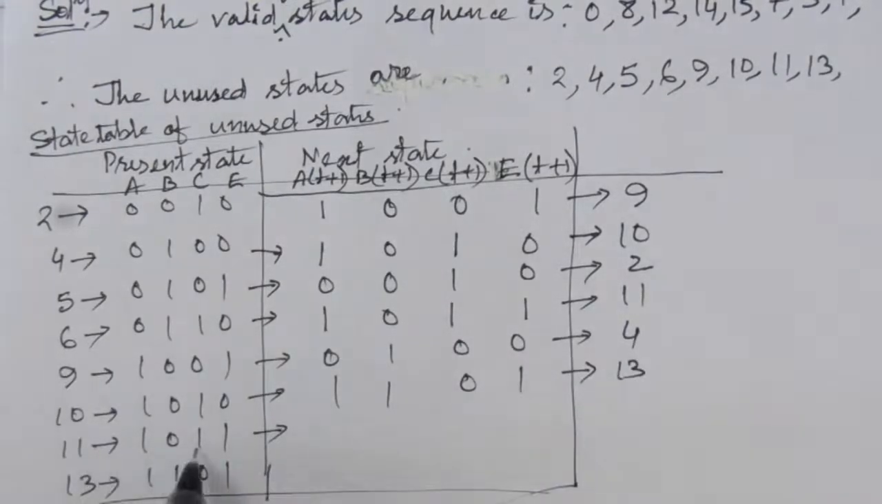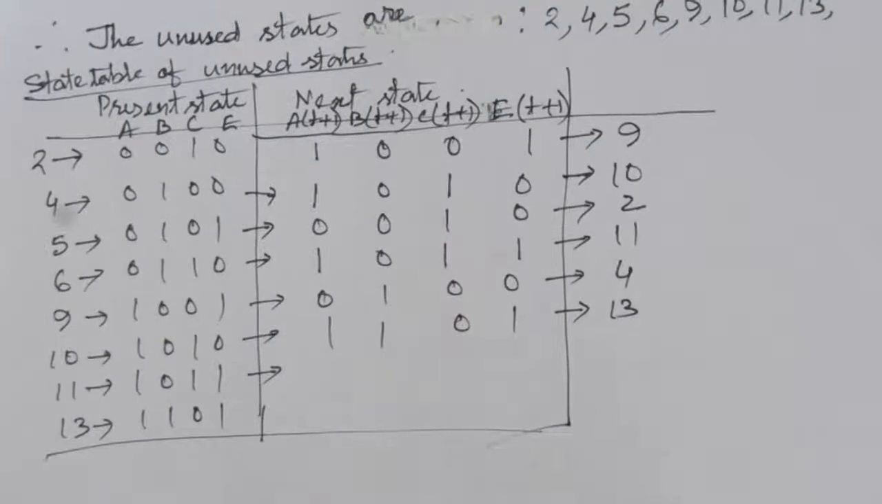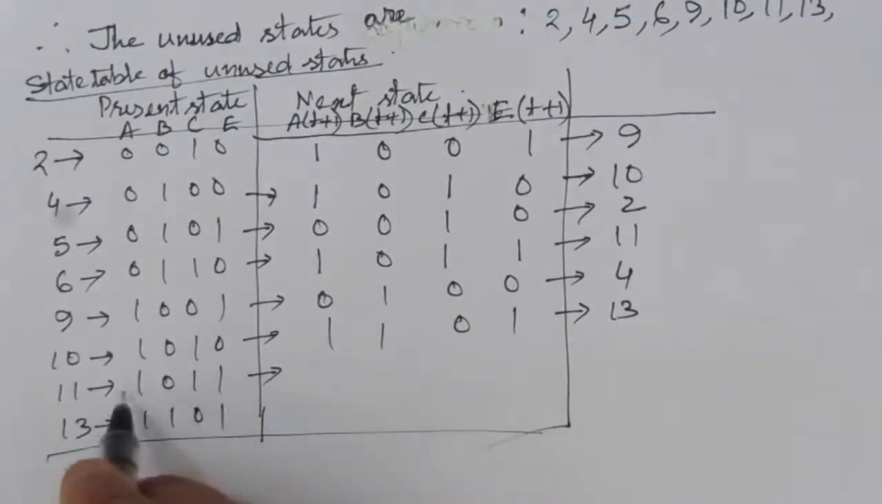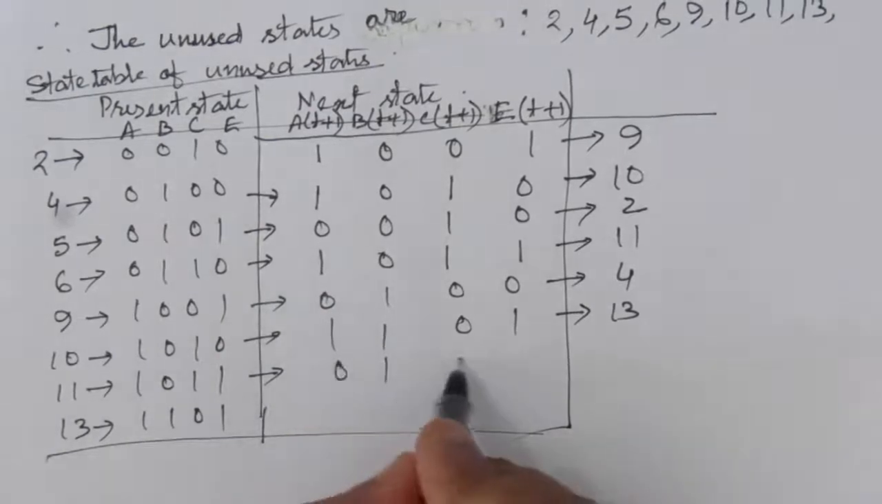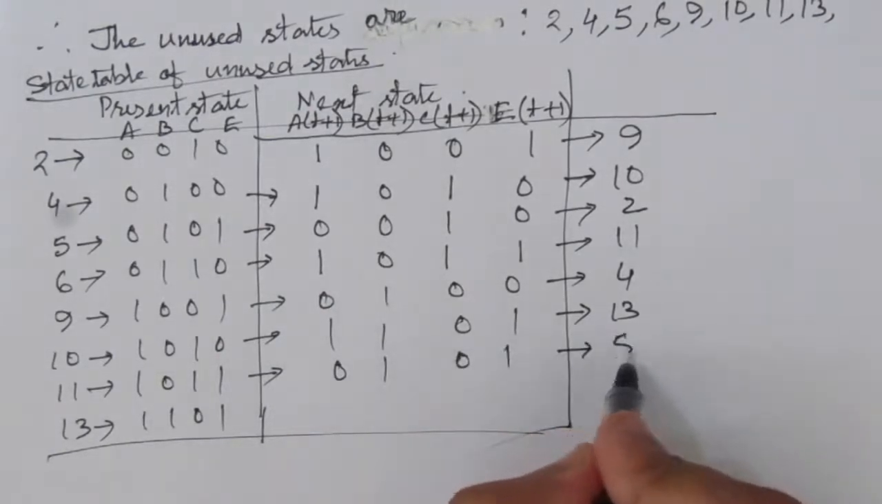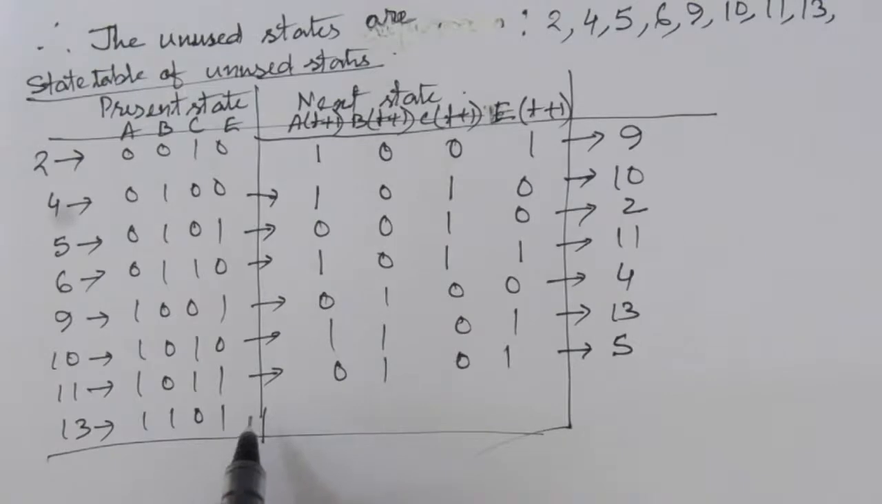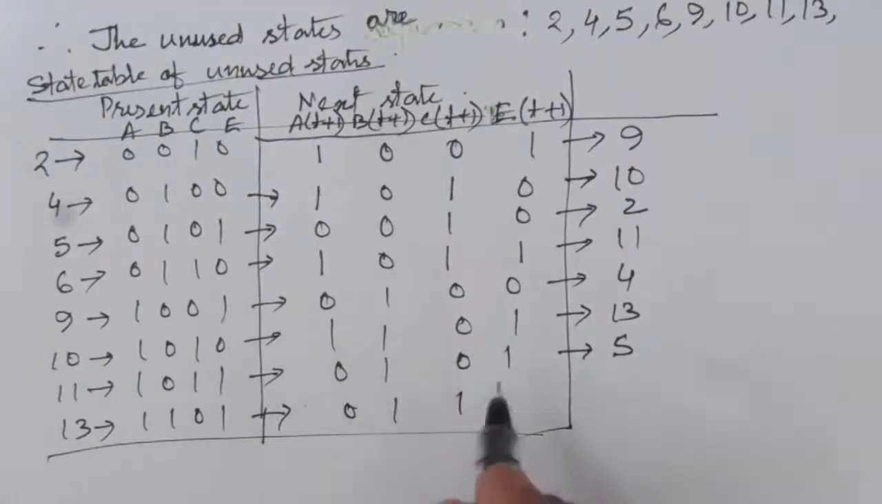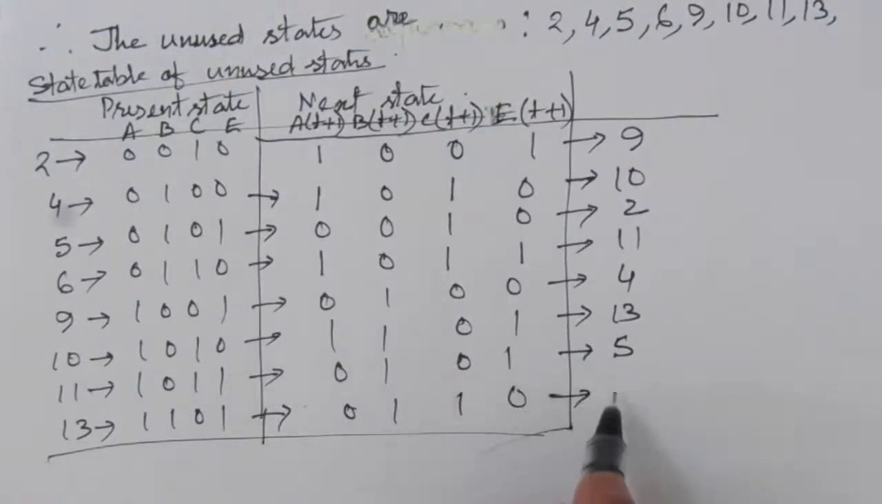So when you have 11 as the present state, what will be the next state? Here this E is 1, so E complement will be 0. So 0, 1, 0, 1. So this is 5. Next we have E again 1, so E complement will be 0. So here we'll have 0, 1, 1, 0. So this is nothing but 6.